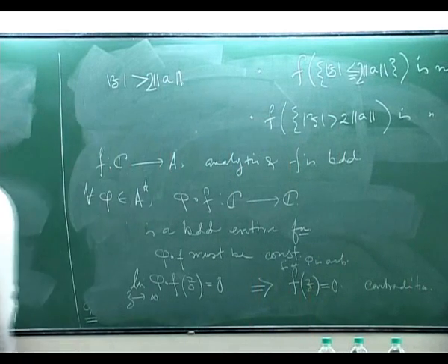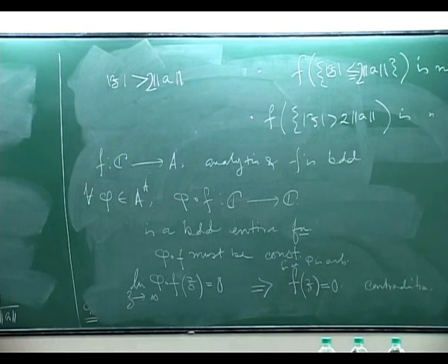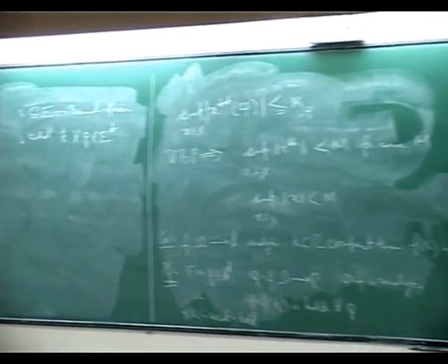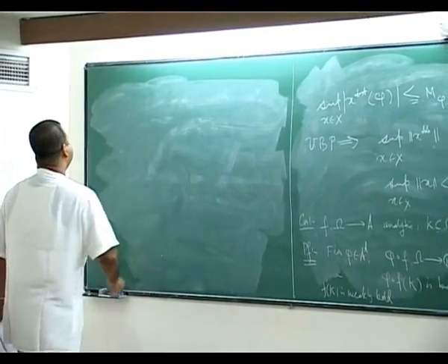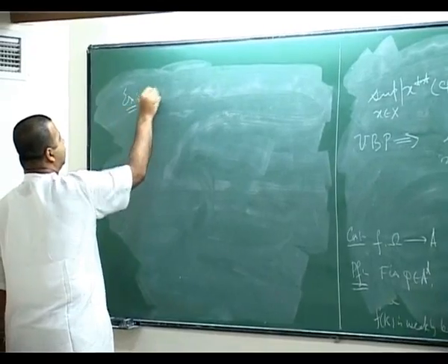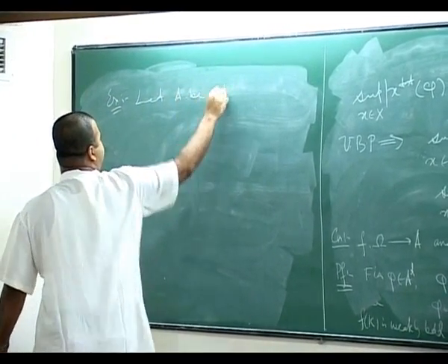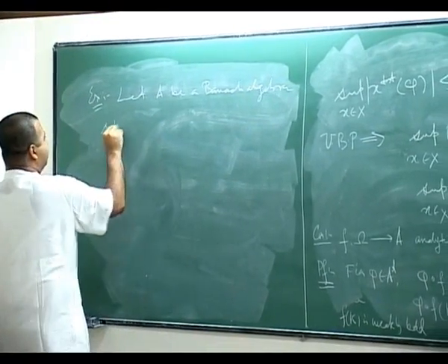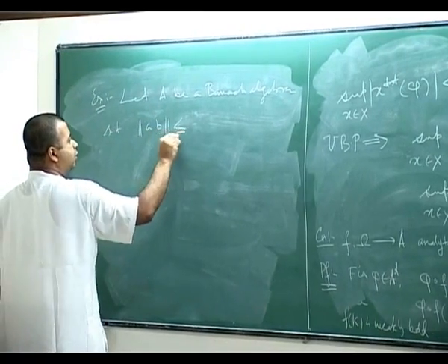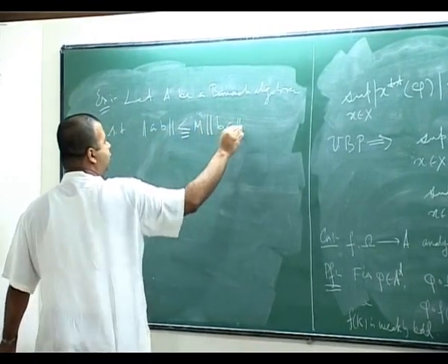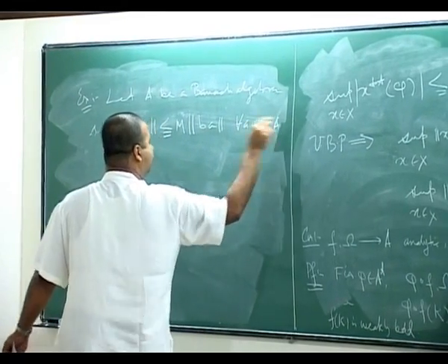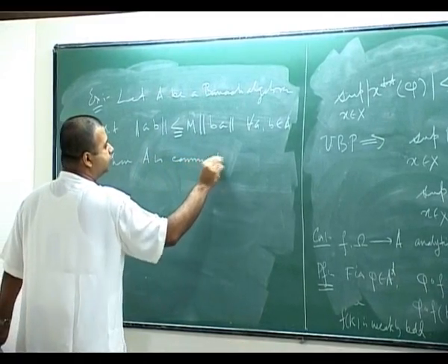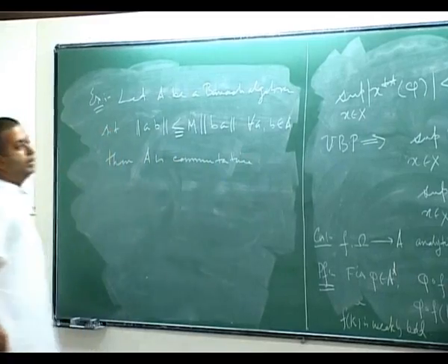But this trick is very useful, reducing it to a bounded entire function, and therefore, here is an exercise. Let A be a Banach algebra such that, then A is commutative.